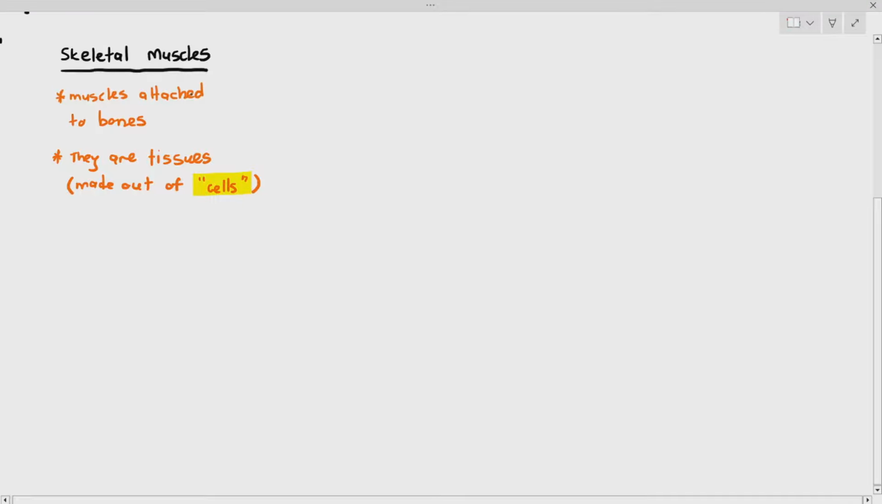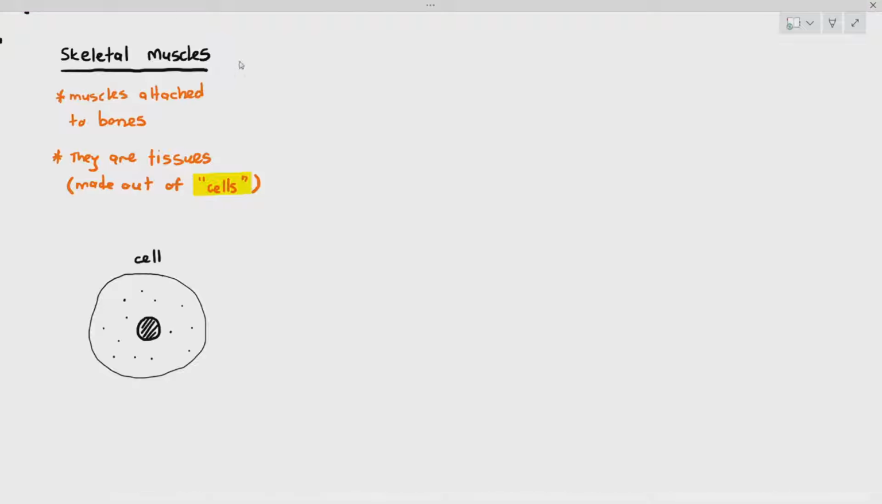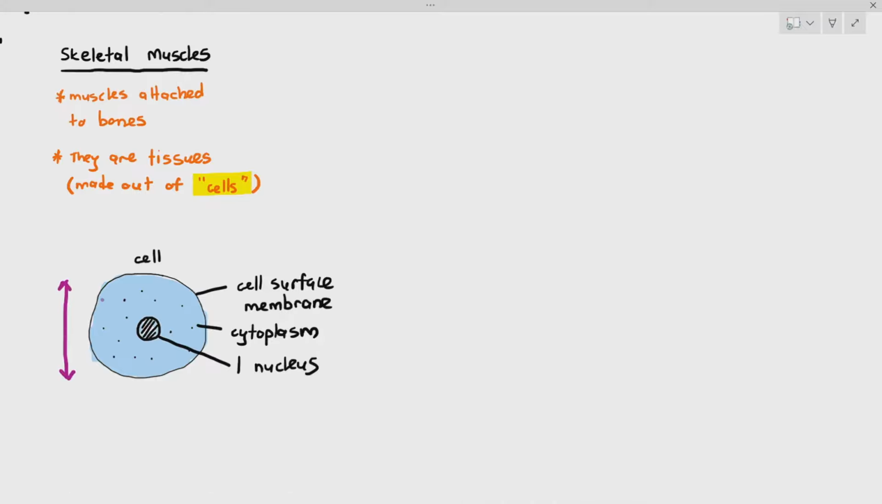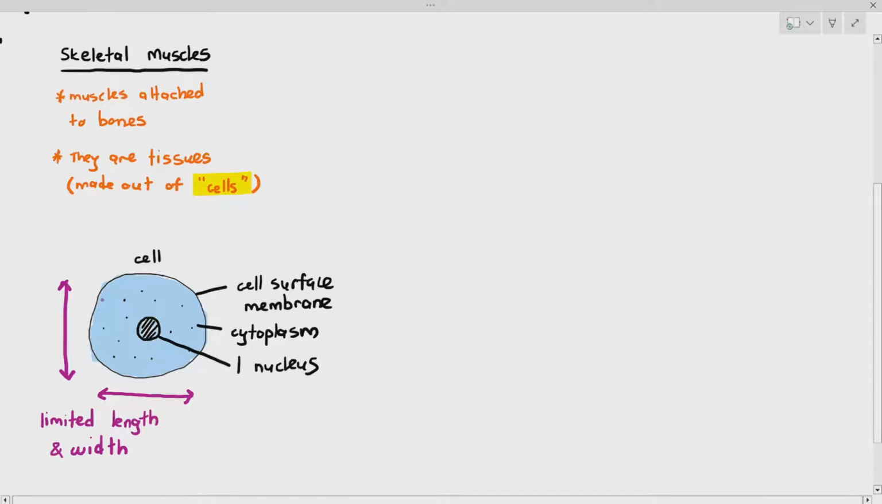Typically, when you draw out an animal cell, just a normal animal cell in your body, like a liver cell or a white blood cell for that matter, most of the time they would have a cell surface membrane, cytoplasm, and typically one nucleus. And most cells in your body will have a limited length and width. Now, I put the bracket over there for their limited length and width as 40 micrometers. That's kind of like the average in a way.